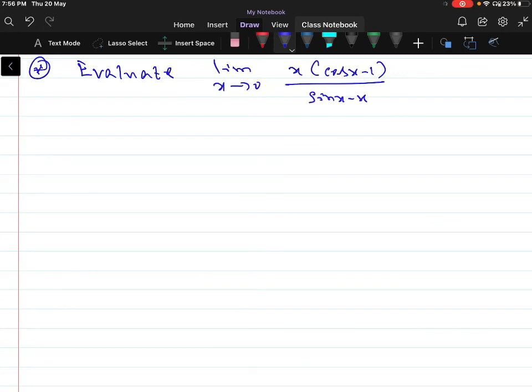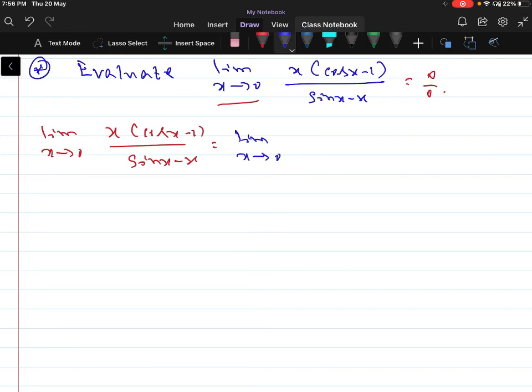Evaluate the limit as x approaches 0 of the function (x·cos x − 1) divided by (sin x − x). When x is equal to 0, that is again a 0 by 0 form. Now let us apply the L'Hospital rule. Now the limit as x approaches 0 of (x·cos x − 1) divided by (sin x − x) is equal to the limit as x approaches 0.